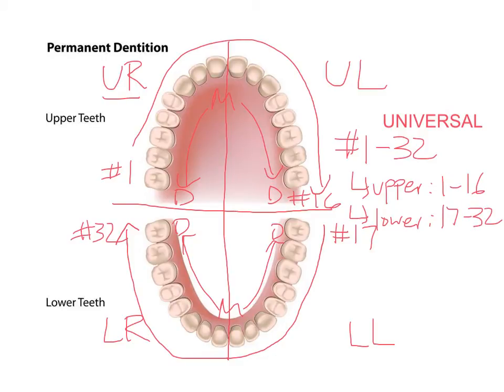For example, the upper left canine, this tooth pointed with the laser, is the 11th tooth counting from the upper right third molar, as we count tooth number 1, tooth number 2, tooth number 3, tooth number 4, 5, 6, 7, 8, 9, 10, 11. Tooth number 11 is the upper left canine.